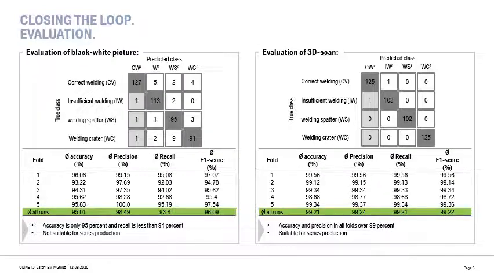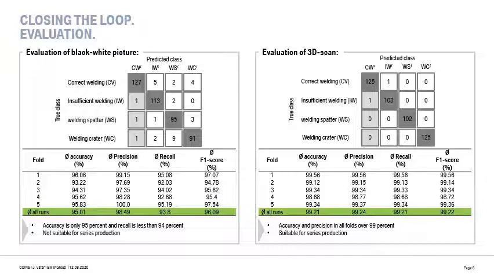On the left side of the picture, you can see the evaluation of the CNN with black and white images as an input. It can be seen that in each case an inefficient welding, a welding spatter, and a welding crater was predicted as a correct welding. This is very dangerous for the production because defective components can be delivered to the customer. Furthermore, many correct welds are predicted as welding defects, as you can see here, which increases the rework effort. As can be seen in the table, the accuracy is only 95% and the recall is also less than 94%, as you can see here.